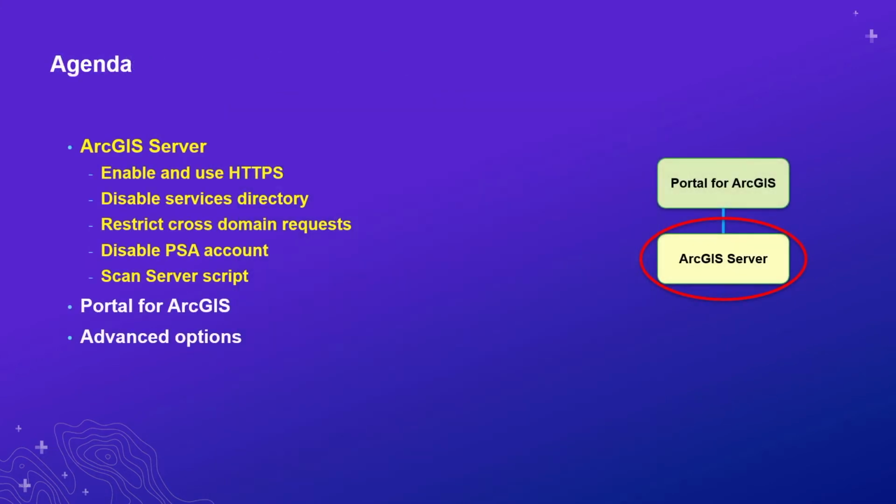Let's discuss our agenda today. To start with, we're going to be discussing ArcGIS Server. We're going to discuss enabling and using HTTPS, disabling the services directory, restricting cross-domain requests or CORS requests, and disabling the primary site administrator account. We'll be promoting the scan server script that's available.